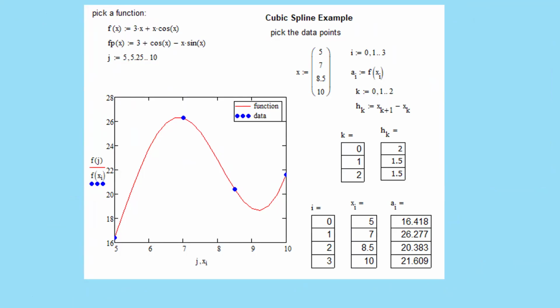Let's look at these examples. This is the exact function, and these are the four data points that we picked for this example. And now we are using the natural spline, and we should determine each of the coefficients, meaning A, B, C, and D.